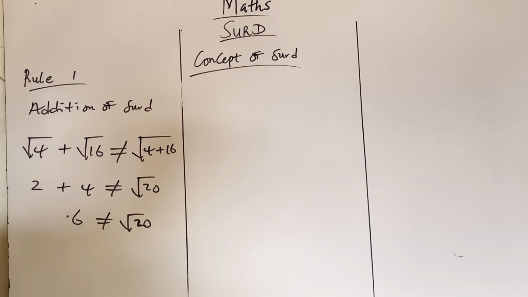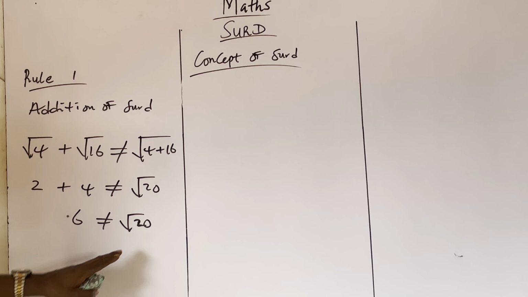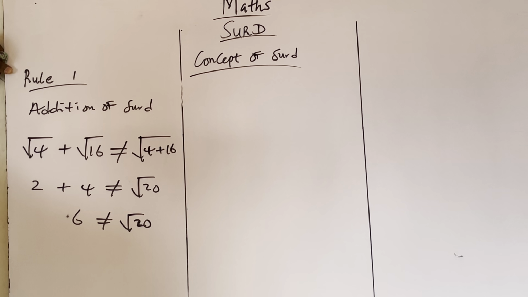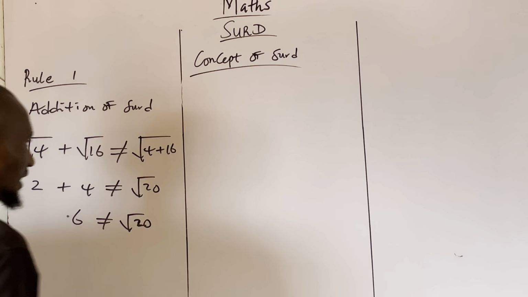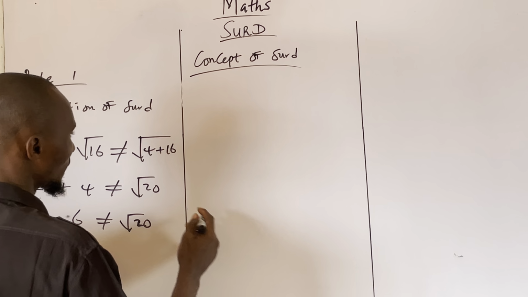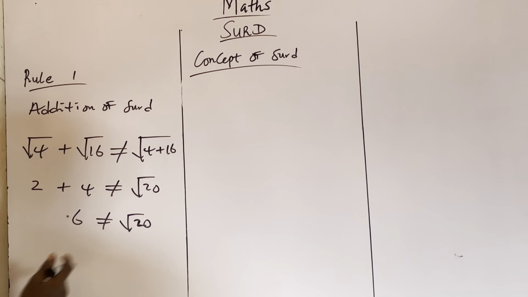Now, if you use the calculator, you're going to have a decimal. If you don't have a decimal, you will have something like this. This is 16 plus 4. Do you understand now? So it's not equal to root 20.